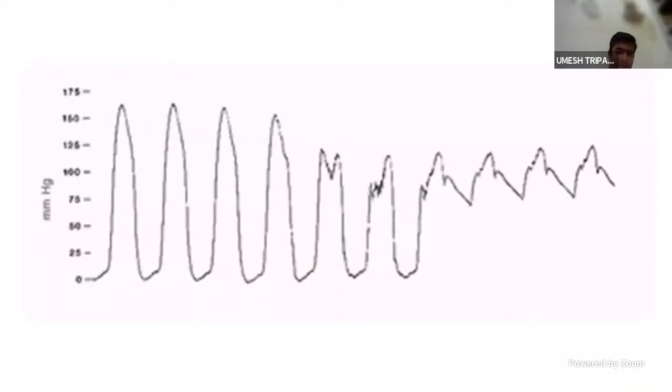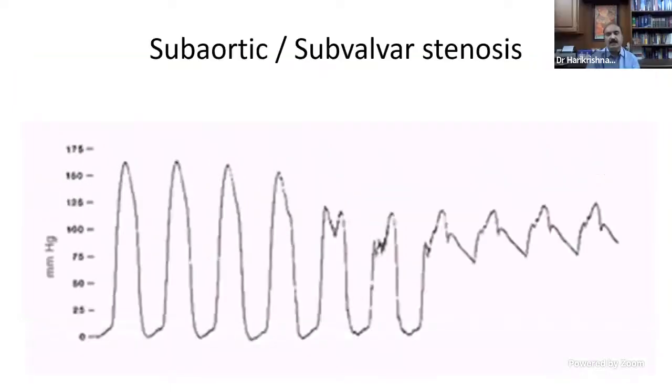So this is a pullback tracing from the distal left ventricle. The initial part is a left ventricular tracing, and the mid part is also a ventricular tracing because of the same diastolic pressures. But there is a gradient between the distal and the proximal, so this suggests some subaortic stenosis. Then the catheter has passed from the LV to the proximal aorta, and there is no gradient. So this is subaortic or subvalvular.